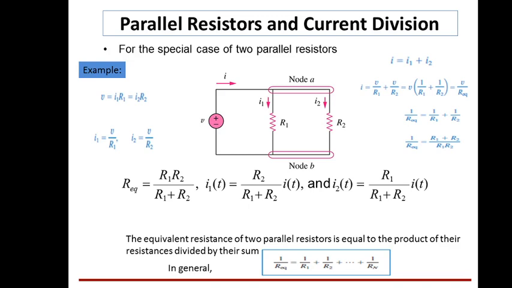Now that is the equivalent value. Now you want to find out only I1. How to find out? So V by R1. What is the V? R equivalent into I, right? That is the value. So now what is R equivalent? R1 R2 by R1 plus R2. This is the value, right? R1 R2 by R1 plus R2 into I.